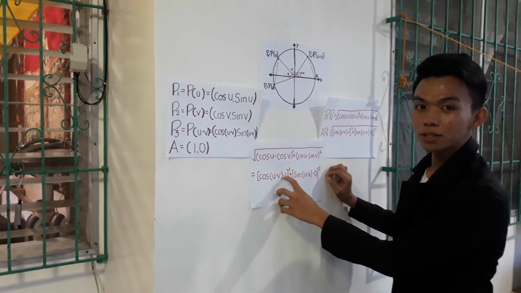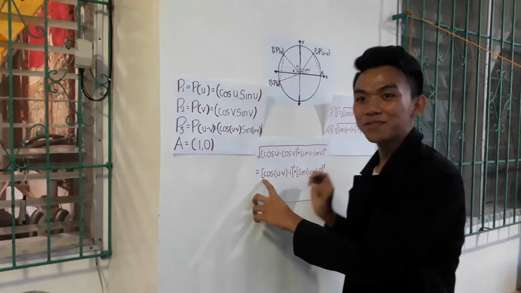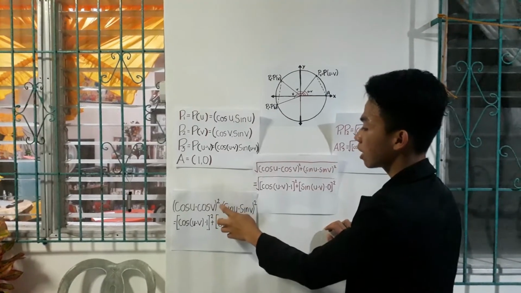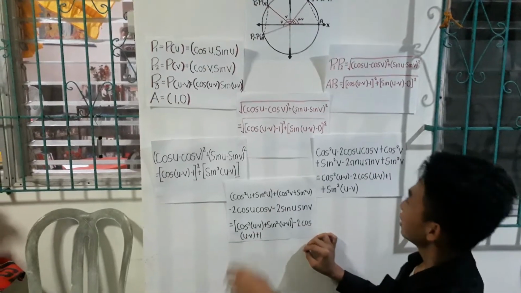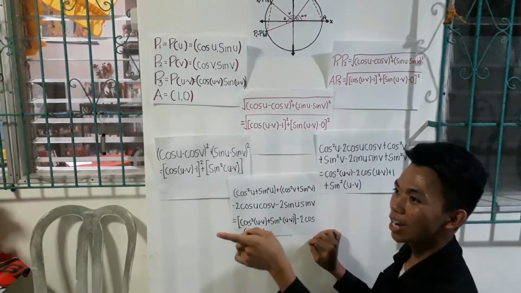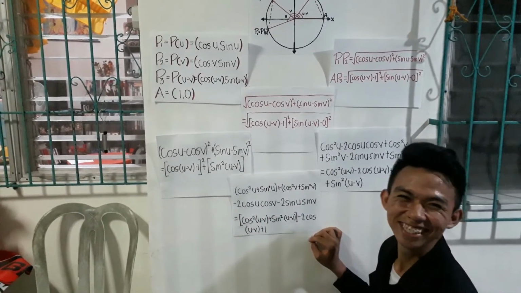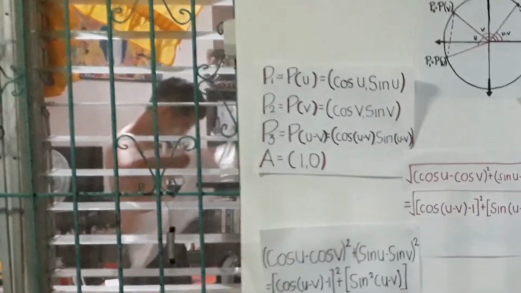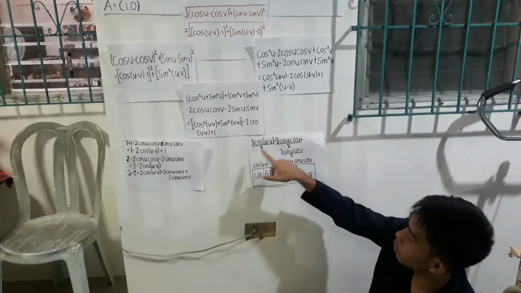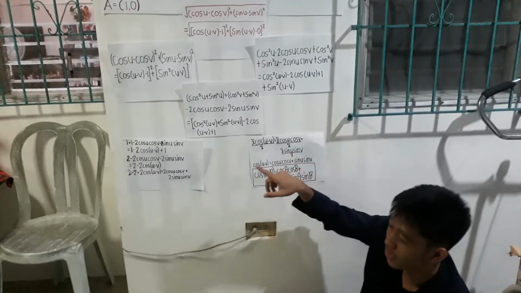Minus 1 squared, minus 1 squared. Plus cosine. Cosine squared minus. As you can see here, there's the cosine squared. There are two.